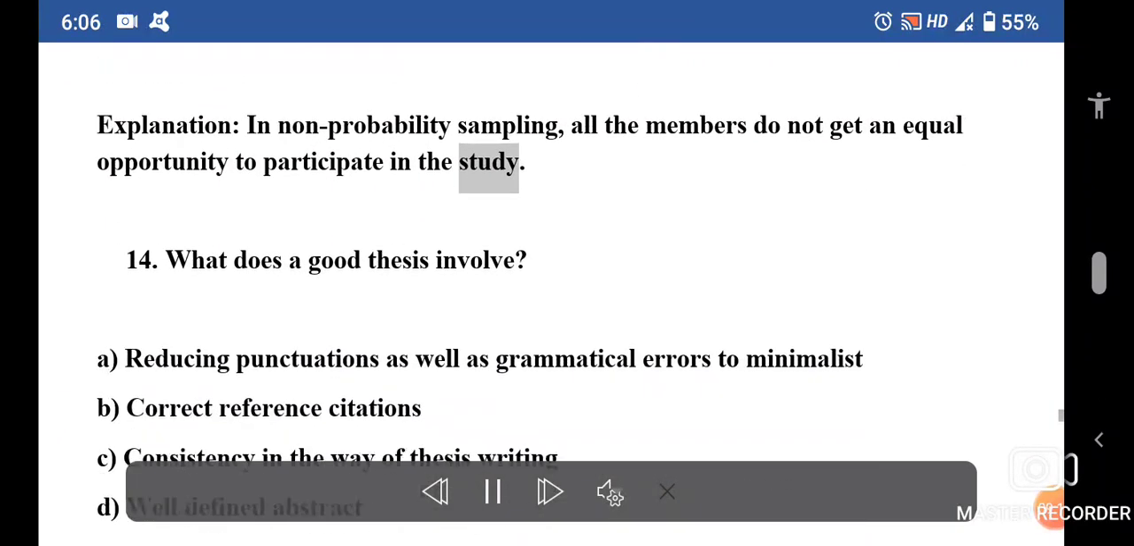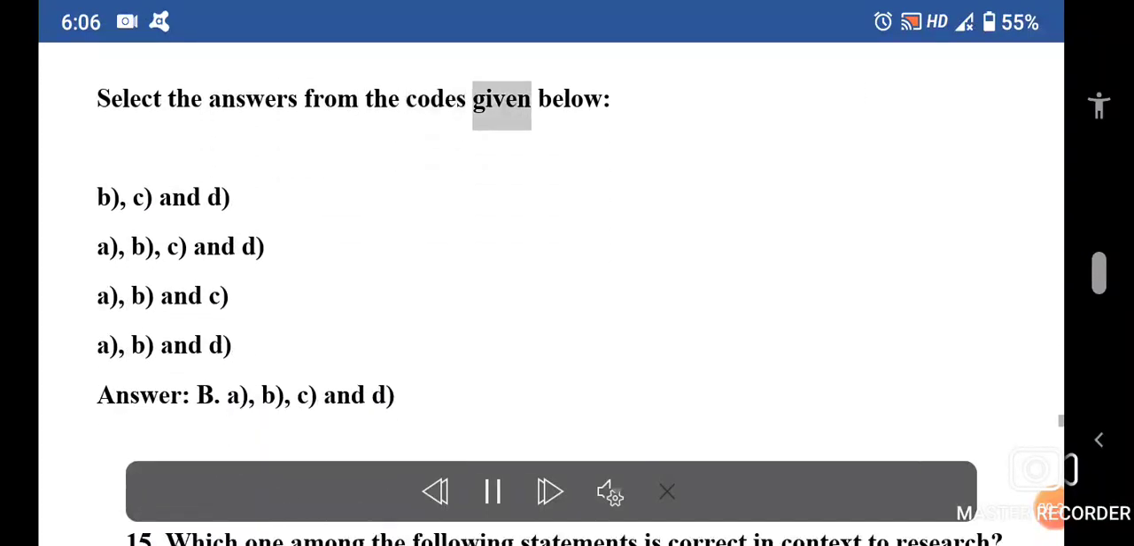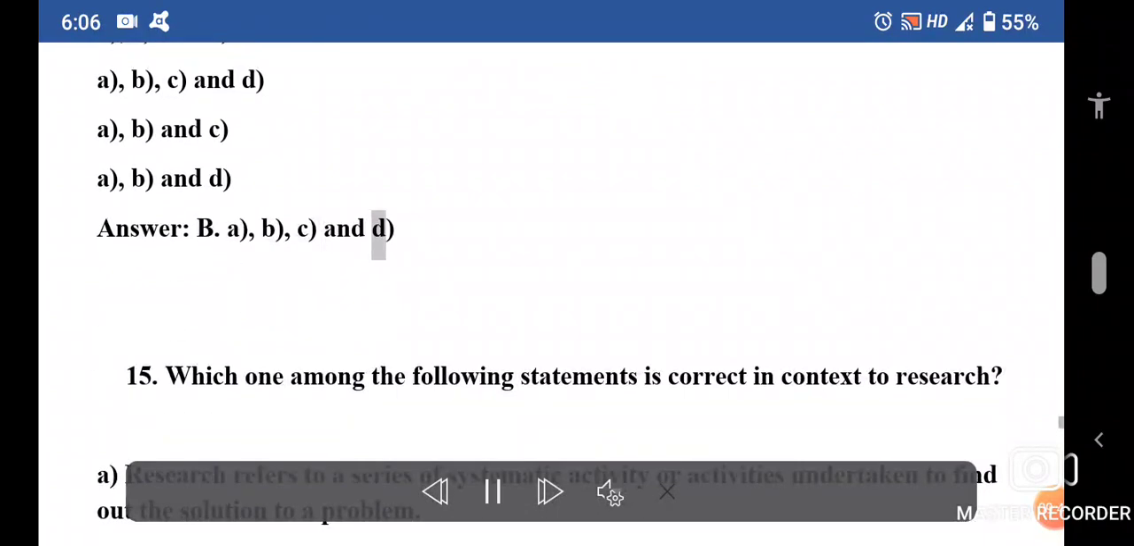in the study. What does a good thesis involve? A. Reducing punctuation as well as grammatical errors to a minimum. B. Correct reference citations. C. Consistency in the way of thesis writing. D. Well defined abstract. Select the answers from the codes given below. B, C, and D. A, B, C, and D. A, B, and C. A, B, and D. Answer B. A, B, C, and D.